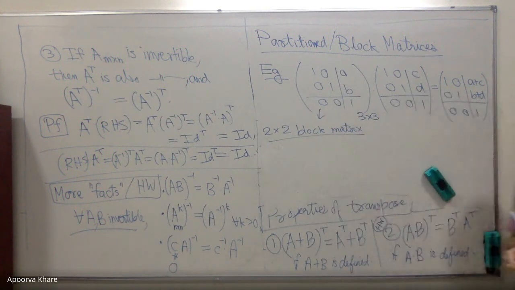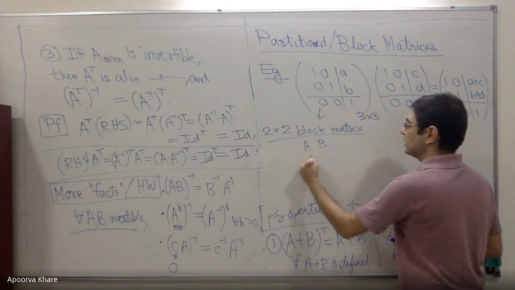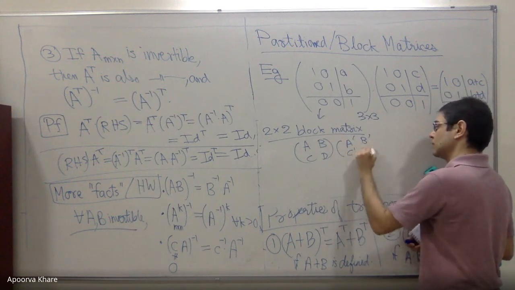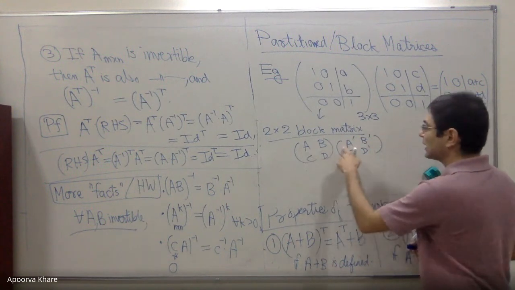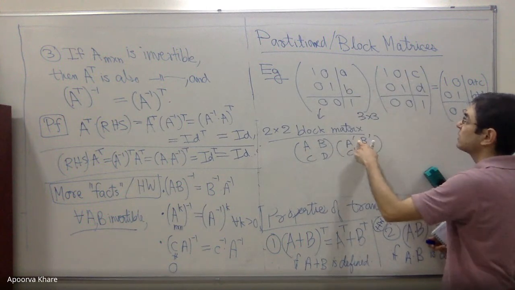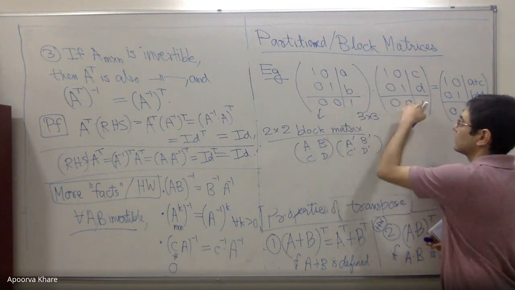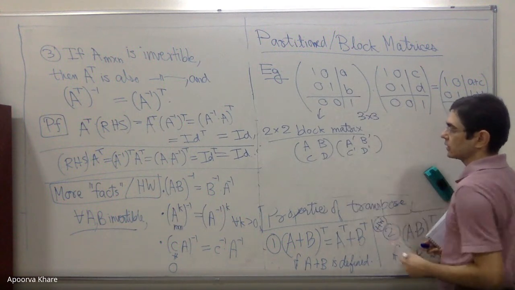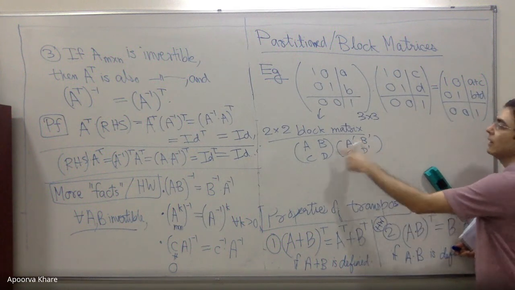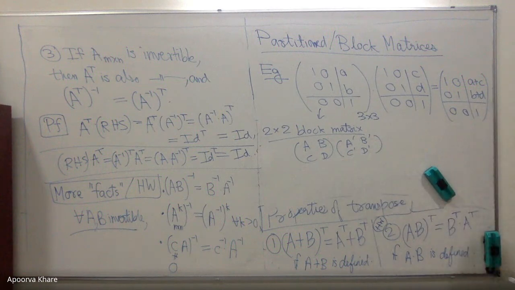And the blocks are structured in such a way that I can write down something like this: A, B, C, D times A prime, B prime, C prime, D prime. And the blocks are structured in such a way that A times A prime is defined, A times B prime is defined, C times A prime is defined, and C times B prime is defined as well. D times C prime, D times D prime are defined, and so on.